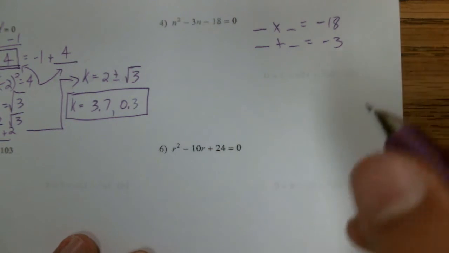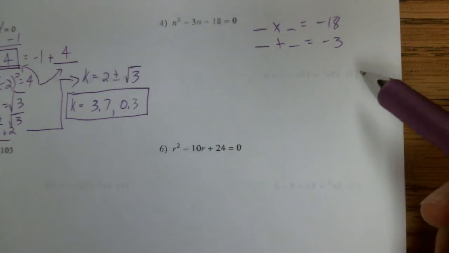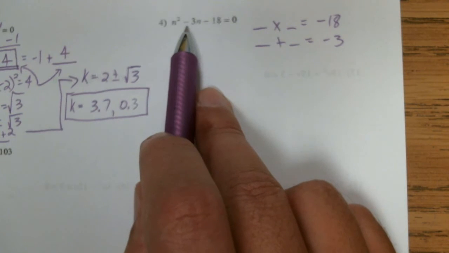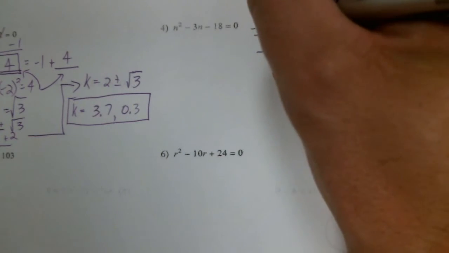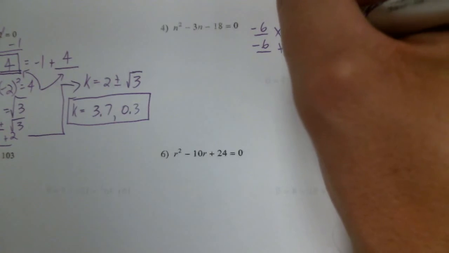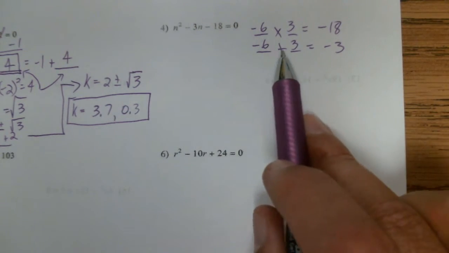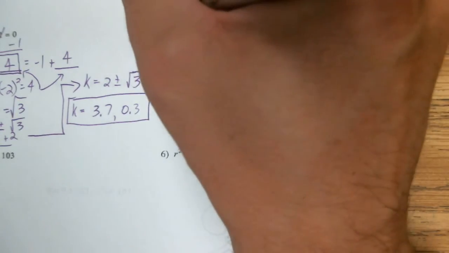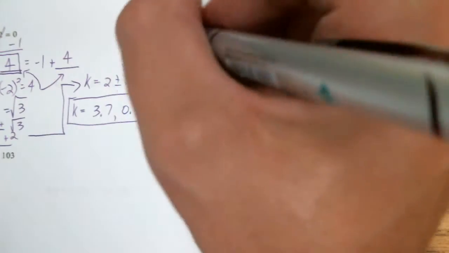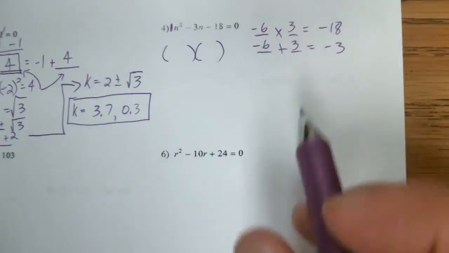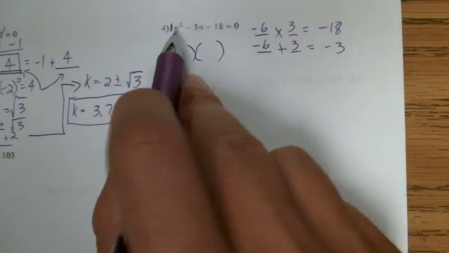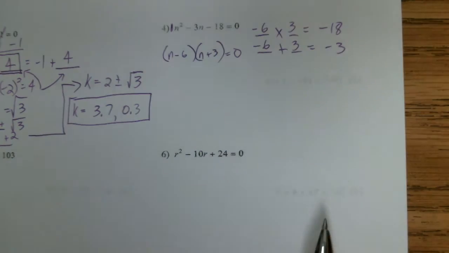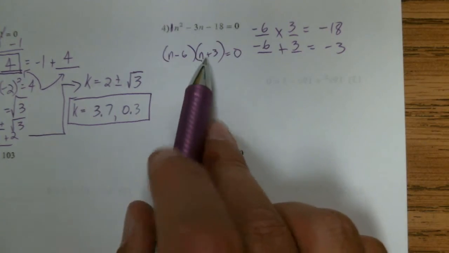Well, I've got factors of 6 and 3. Now the question is, which one's positive, which one's negative? Remember, the sign of the middle term determines the sign of the bigger one. So the bigger one is 6, so that one's going to be negative. Negative 6 times 3 gives me negative 18, and negative 6 plus 3 gives me the middle term, negative 3. And so when a is 1, all you do is find those two numbers, and that's what goes in your two binomials. Negative 6 and 3. We're using n's, so it's n minus 6 and n plus 3. Set my quadratic equals 0, and then all I do is flip those two signs.